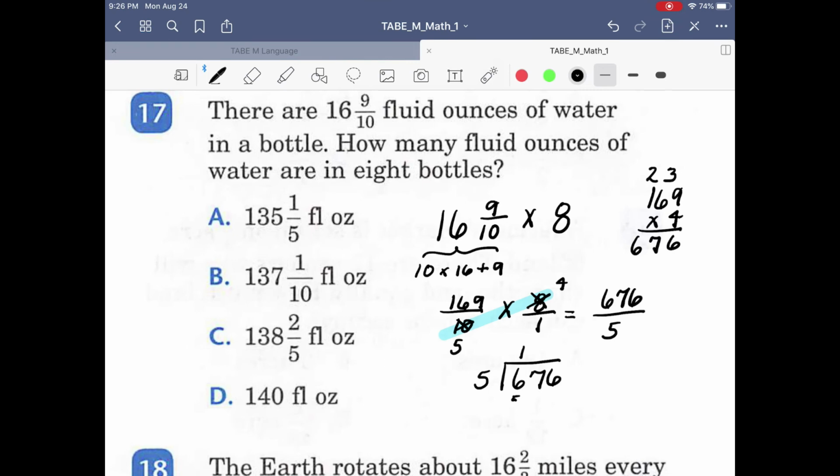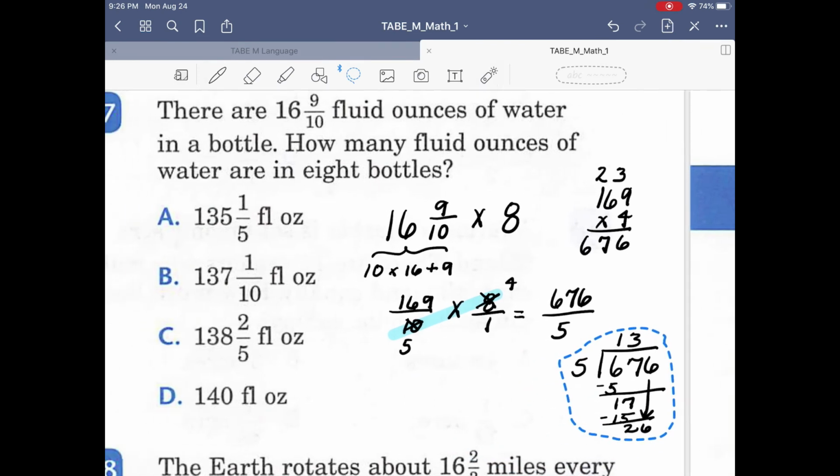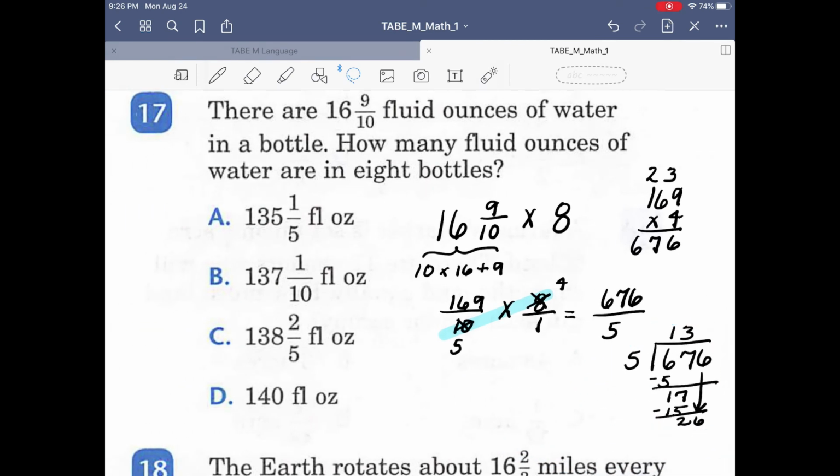It's going to be 1, 3. Oh, I'm running out of room. 26 is going to make that. Let me fix this, guys. I should have known that was not going to fit there. Let's try it right here. 5 into 26 is going to be 5 times with 1 left over. So I'm looking for 135 1/5. I'm liking A for this answer.